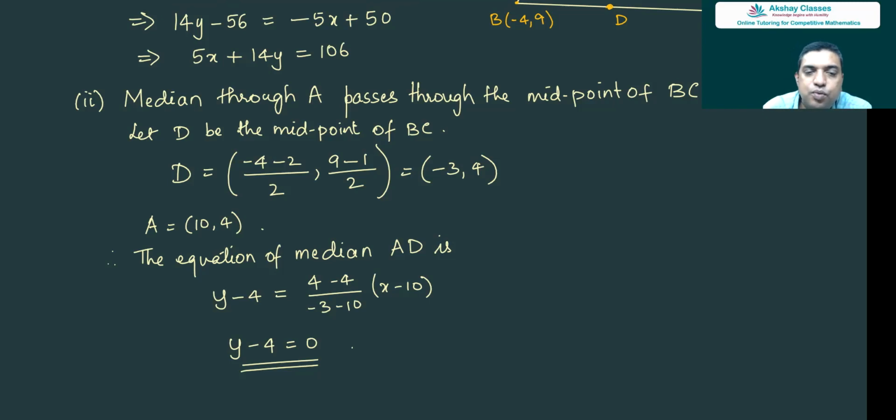Got it? So what did we do? The three vertices are known, so we can find the midpoint of a side, and the line joining that midpoint and the opposite vertex will give us the median. Okay. Next.